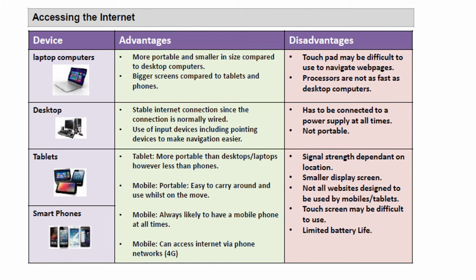But signal strength is dependent on the location. So if the signal is really bad there, you're going to have bad internet. Smaller display screen. The screens are really small compared to the other two devices that we just saw. Not all websites are designed to be used by a mobile or a tablet. The touchscreen may be difficult to use and there is limited battery life.